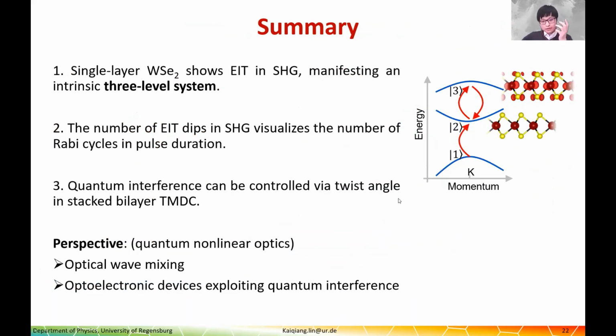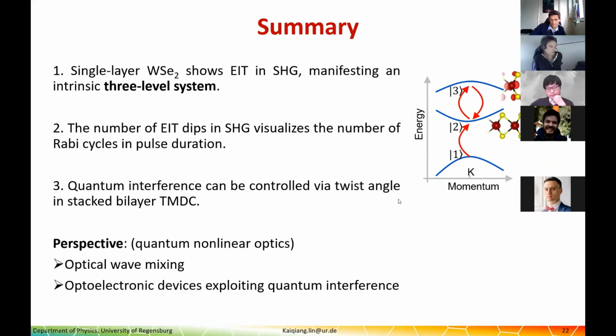I hope I have convinced you that there is truly a three-level system intrinsic to monolayer TMDC systems, and we can visualize this Rabi cycle through the second harmonic generation spectrum, and the quantum interference phenomenon can be controlled by the twist angle. We consider this might bring a new possibility in solid-state quantum nonlinear optics, especially in optical wave mixing or building optoelectronic devices exploring this quantum interference phenomenon.